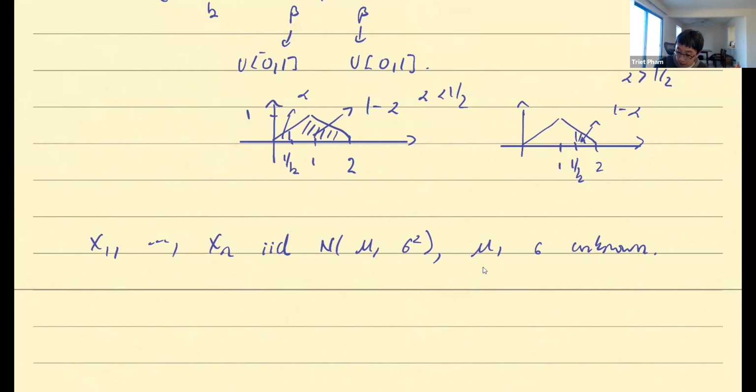Now, if this is the case, then x bar minus mu divided by sigma over root n is no longer a pivot, because sigma is unknown. So what is our pivot?